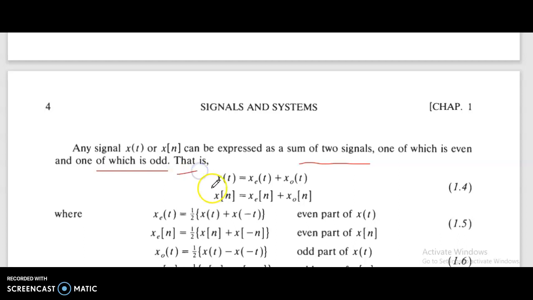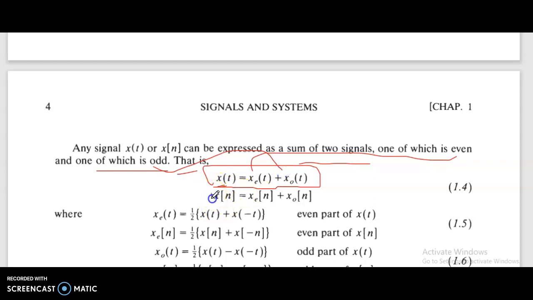That is, x of t equal to xe of t plus xo of t. It means this is the even signal, and this one is the odd signal. It is called x of t.